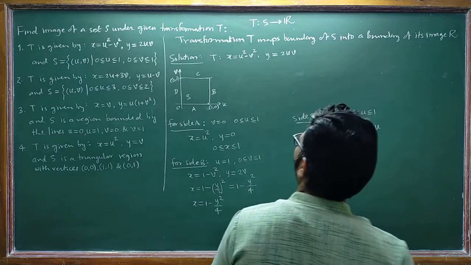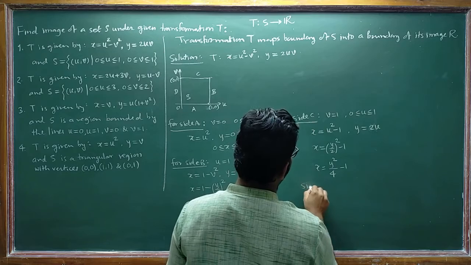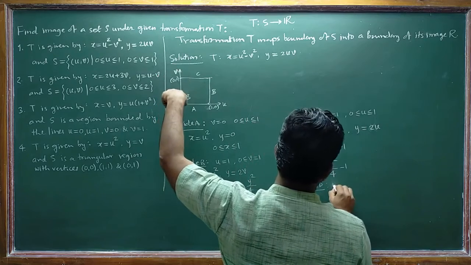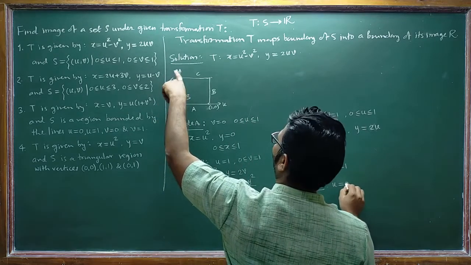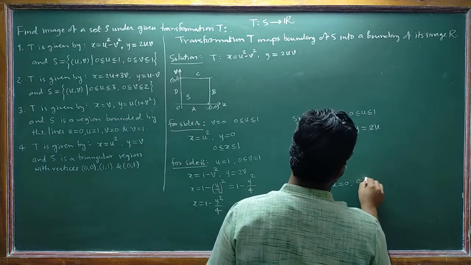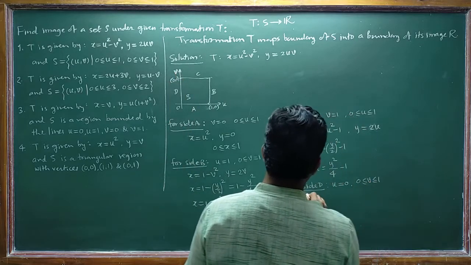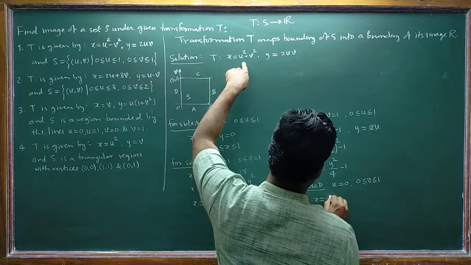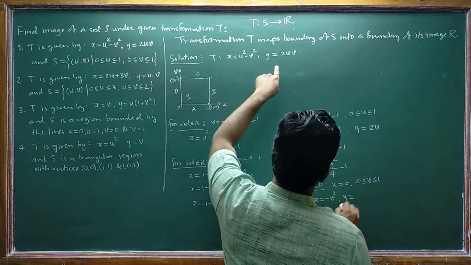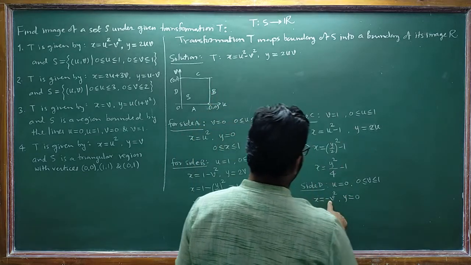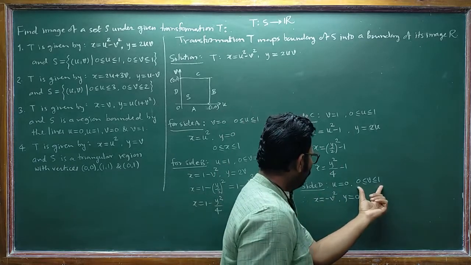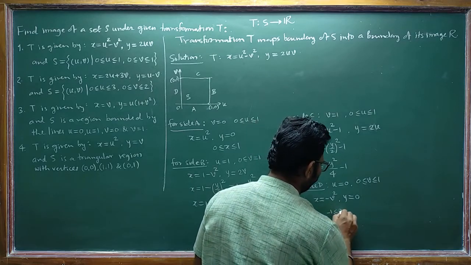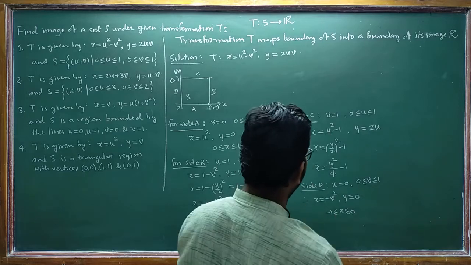This is for side C, and the last one is side D. For this side, the equation is u equal to 0, and v varies from 0 to 1. Therefore x is minus v square, and as u is 0, y is 0. So v varies from 0 to 1, and ultimately x will vary from minus 1 to 0. Now combine all these four equations.